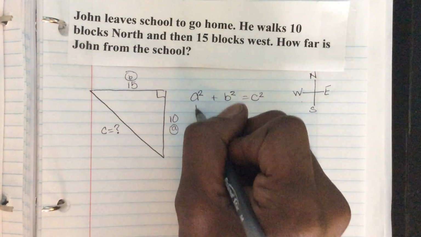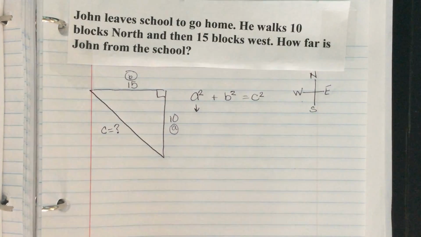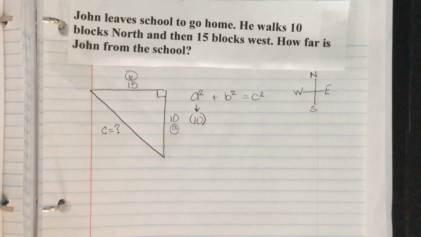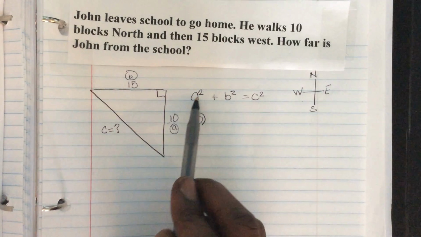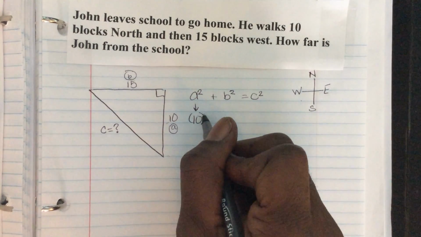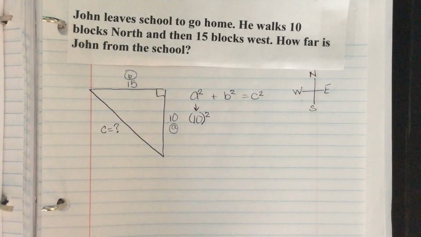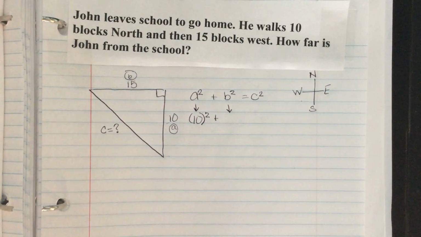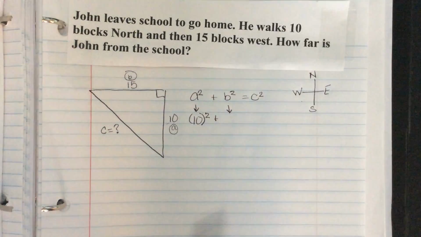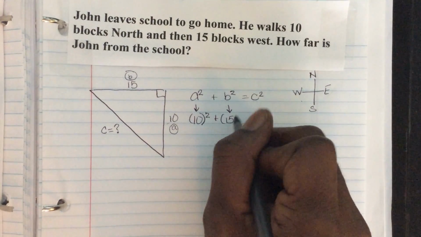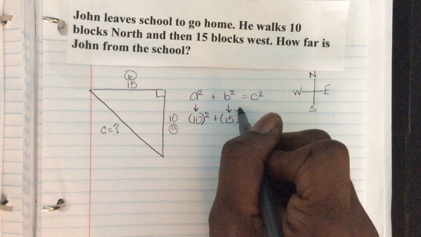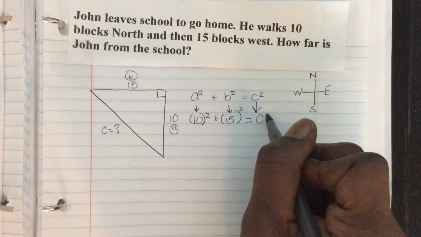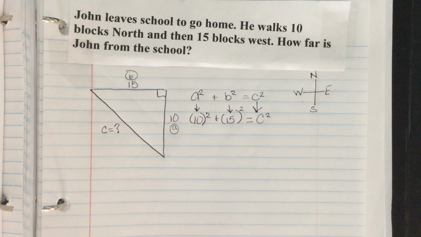I know that A is 10, so I have that in my parentheses, and it's telling me to square my A, which is 10, plus my variable B is 15, and I'm going to square that, equals, I still don't know what c squared is, so I'll still bring that down.